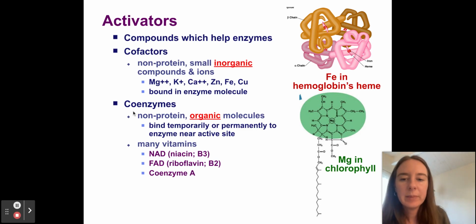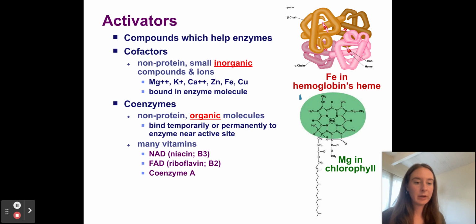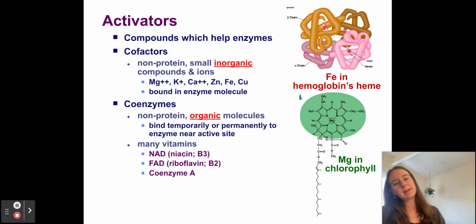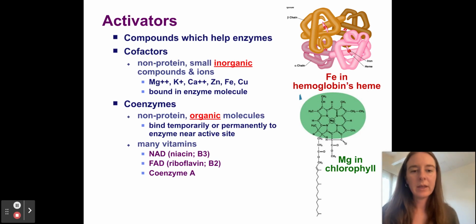All right, now another type is called a coenzyme. These are not proteins, but now they're organic molecules. So organic molecules, any molecule that's made up of carbon. Inorganic, again, these are not carbon-based, so that's why it's called inorganic. What these do is they bind temporarily to an enzyme near the active site and help turn on that enzyme. So here is an example of a coenzyme, and it has carbon in it, so that's why it's an organic molecule.